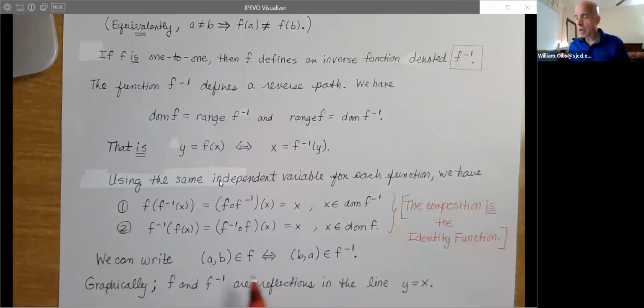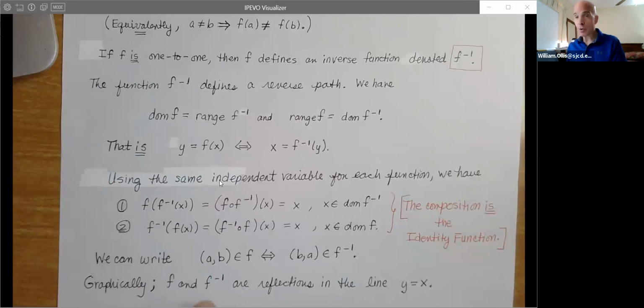So, because this is true, graphically, we get that f and f inverse are reflections in the line y equals x. That is, if you try to graph the functions, you will see that y equals x is a mirror. Just like for even functions, the y-axis is a mirror. Just like for odd functions, the origin is a mirror. You get symmetry with respect to the origin.